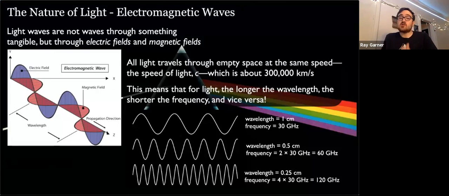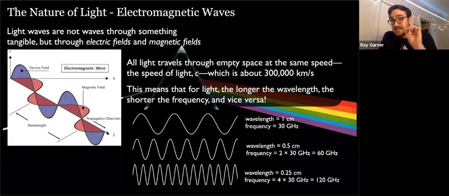Importantly, all light travels through empty space at the same speed, the speed of light, which we abbreviate c, like in Einstein's famous equation, E = mc squared. The c there is the speed of light. And the speed of light is about 300,000 kilometers per second.